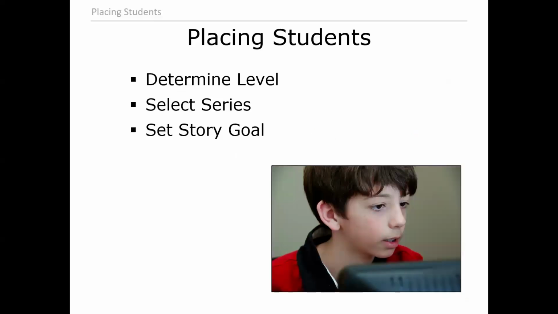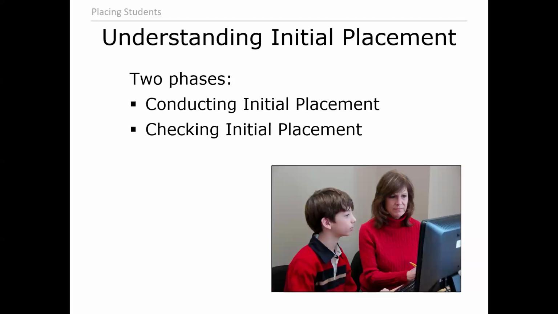When you place students in Read Naturally Live, you're going to determine the right level, the right series, and the right story goal for each individual student. There are two phases of placement. The one we're talking about today is conducting initial placement. That is what has to happen in order for students to begin working in the program. They have to be put in the spot that is right for them within this program before they can begin working. The second phase is what we call checking initial placement.